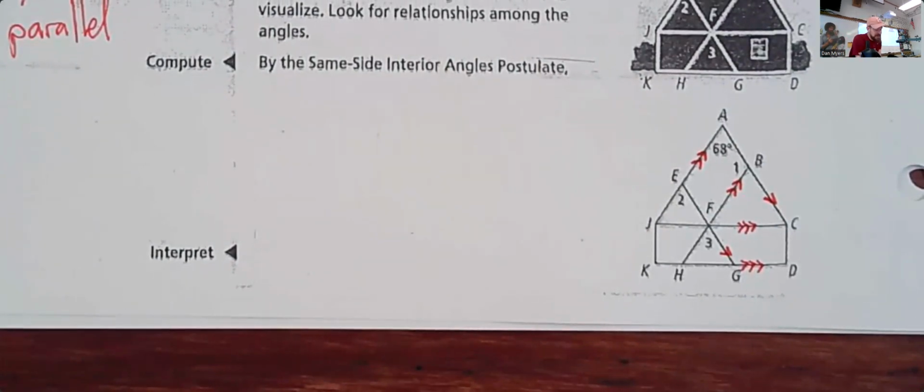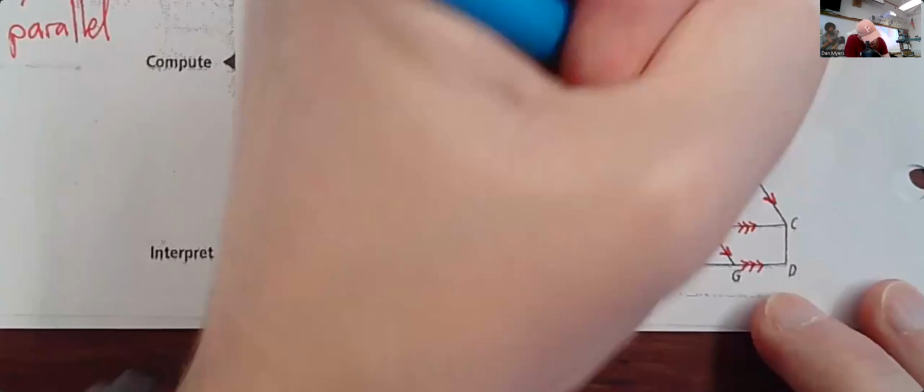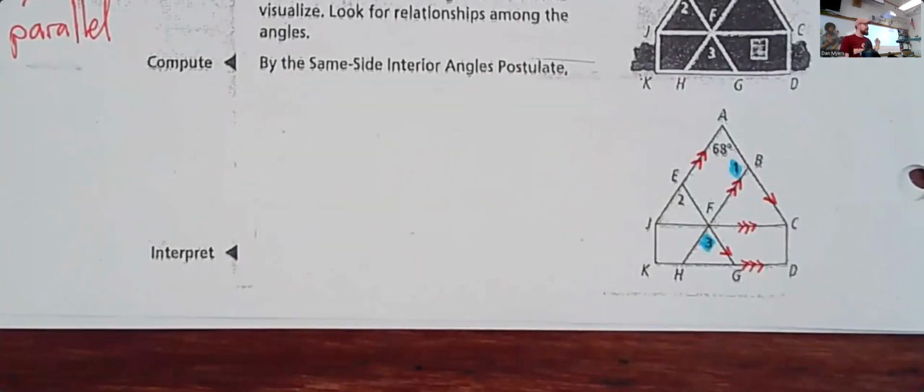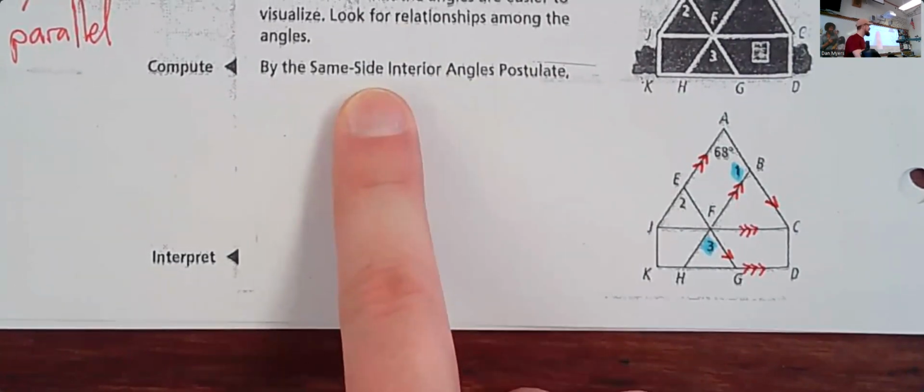We need to figure out the measure of angle 1 and the measure of angle 3. So just to keep that in mind, I'm going to go ahead and highlight angle 1 and angle 3, so I don't lose track of what I'm actually trying to figure out, because there's a lot happening. So we are starting off with the same side interior angles postulate. It gives us a little bit of a head start by saying, hey, let's use that first.